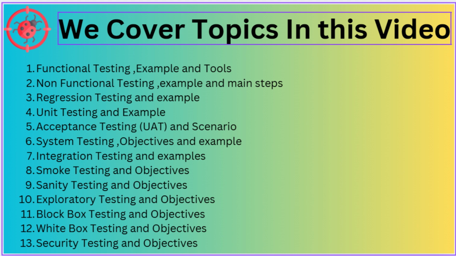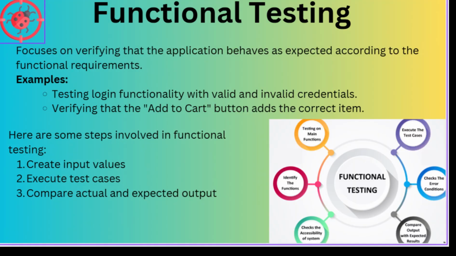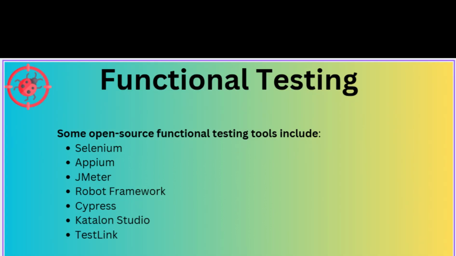Functional testing focuses on verifying that the application behaves as expected according to the functional requirements. Here is an example: testing login functionality with valid and invalid credentials, and verifying that the add to cart button works properly, adding the correct item when the user clicks on it, and checking what output we get. Some steps involved in functional testing are: create input values, execute test cases, and compare actual and expected output.